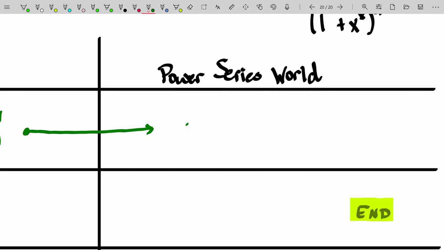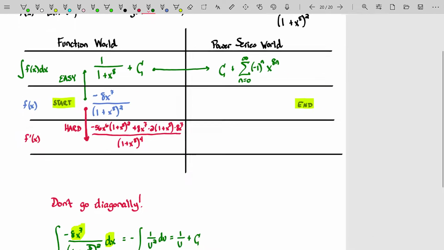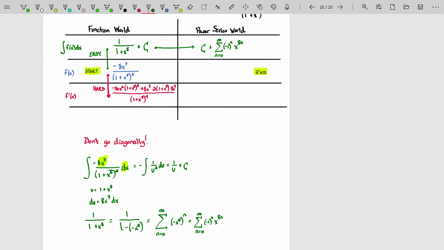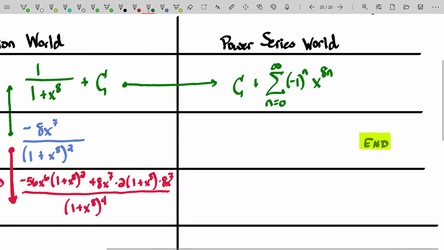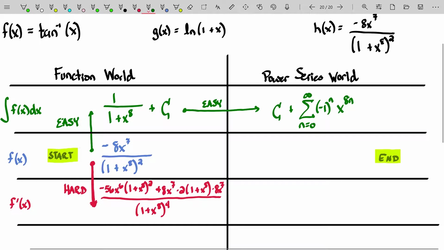We have a c plus the power series summation n equals 0 to infinity of negative 1 to the nth, and then x to the 8n. Let me just double check that I'm right. So far, so good. Now, that was pretty easy as well. Remember where we want to end. So part of our game is just driving to this ending part.